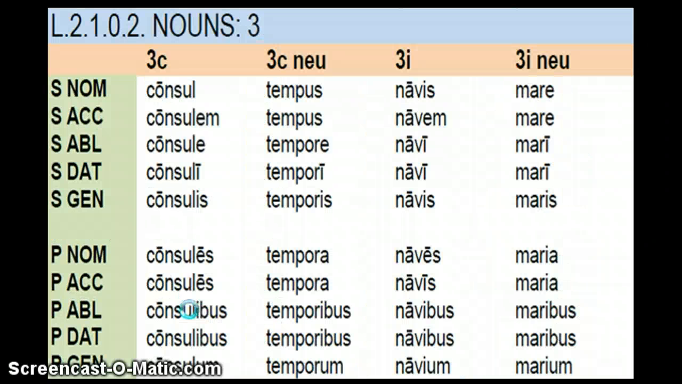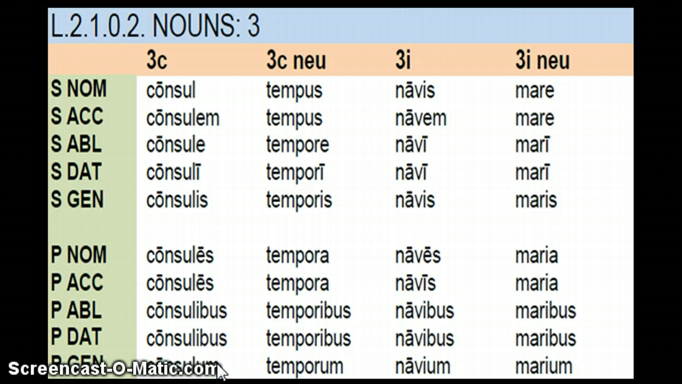The third declension does not have a normal ending. If it doesn't end in us, or or it's going to be third declension. We have 3C, which we've seen already, and 3C neuter versus 3I and 3I neuter. Well, what's that C stand for? That C stands for that the stem ends in a consonant. So you have a nice consul, consulem, consule, consuli, consulis, consules, consules, consilibus, consilibus, consulum.